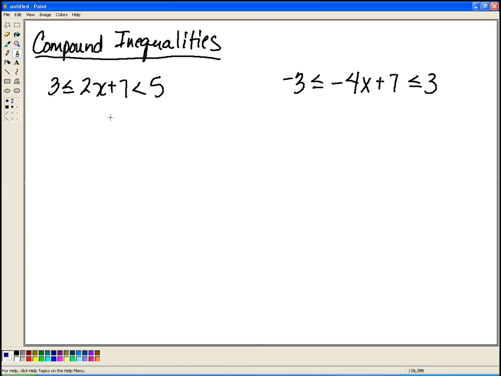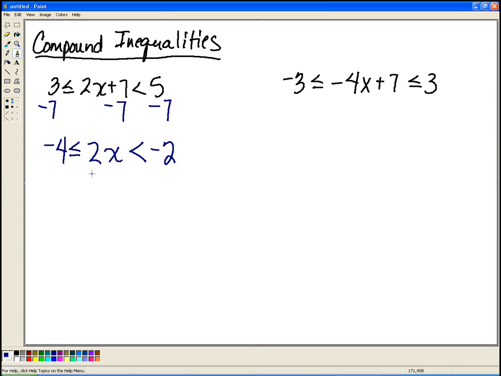Our goal in this case is to isolate x in the middle. All right, so in order to do that first, I'm going to subtract 7 in the middle. Well, whatever I do in the middle here to isolate x, I have to do to both the left-hand side and the right-hand side. Here I get 3 minus 7 leaves me with the minus 4, less than or equal to 2x, less than 5 minus 7 gives me a negative 2.